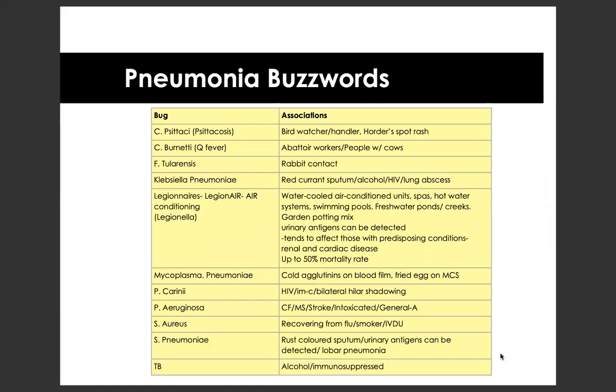So here I've listed some buzzwords for pneumonia because I often like to ask those type of questions. I think an important one is Klebsiella, the red currant jelly sputum. And Legionnaires, which is associated with air conditioning, so air conditioned units and water cooling towers. Mycoplasma is cold agglutinins on blood film, and Strep pneumoniae is important. That's the one with rusty-coloured sputum.